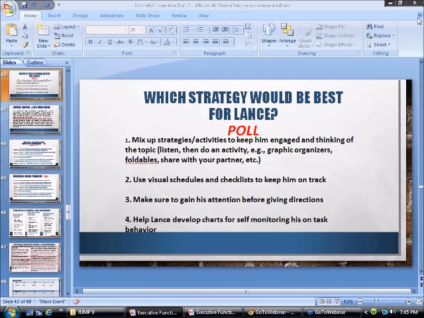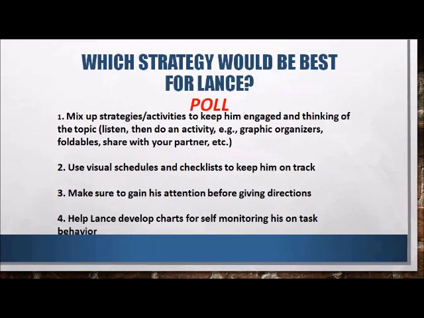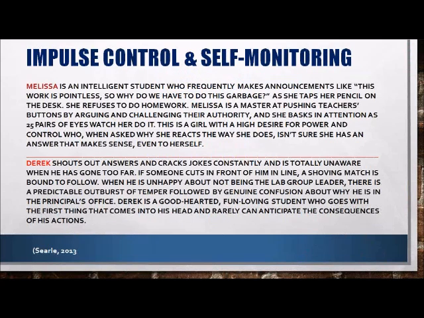Okay, so use visual schedules and checklists was the most popular. And then next was number 1, mix up the strategies. And then number 4, help him develop charts for monitoring. And I like that because, truthfully, make sure you gain his attention before giving directions: we have probably all tried that a million times, and that didn't go too far. So I like the visual schedules and checklists. That sounds good. Okay, so the last part of our evening together is to look at impulse control and self-monitoring.